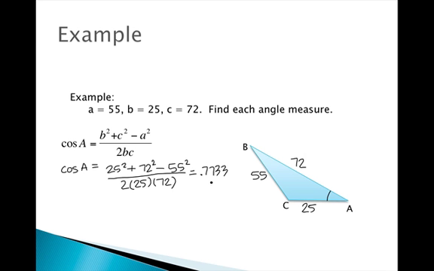So when you put all of this into your calculator, you end up getting that cosine of A equals 0.7733. So now that we have this piece of information, we can use our inverse function to find out actually what the measure of angle A is. So we're going to plug into our calculator now cosine inverse of 0.7733. Make sure that you have it in degree mode because it's easier to read it in degrees. And when you plug that into your calculator, you end up getting that the measure of angle A is 39.3 degrees.